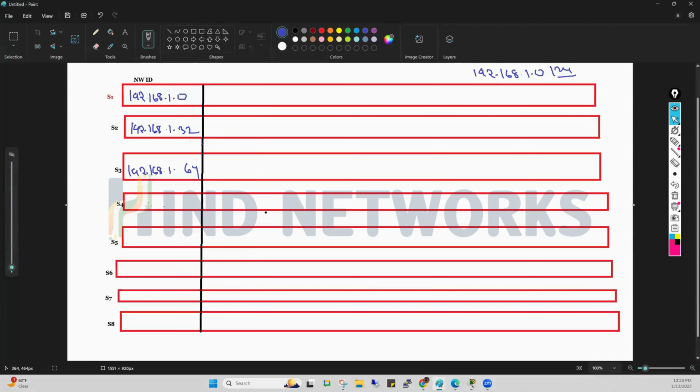Clear? Okay. Now, the next network ID will be 192.168.1.64 plus 32, which will be 96. Then 192.168.1.96 plus 32 will be 128. Yes or no? Everyone, tell me. Next one will be 192.168.1.128 plus 32, which will be 160. Here 192.168.1.160, then 160 plus 32 will be 192. And here 192.168.1.224.